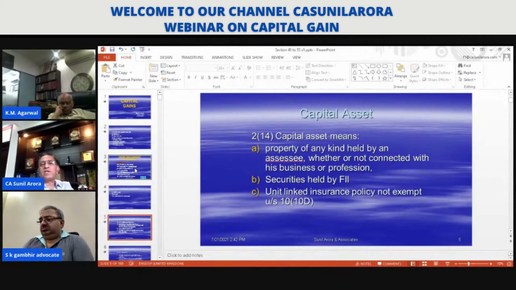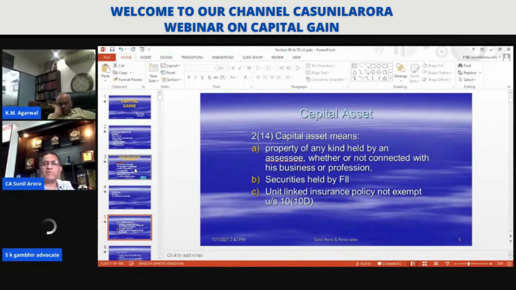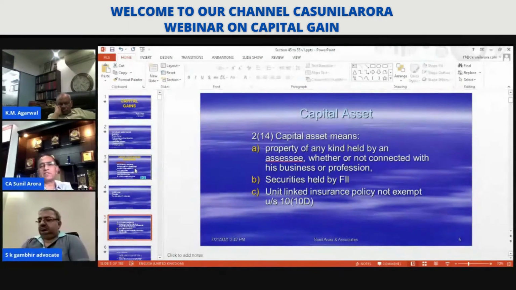So property of any kind held by an assessee, whether or not connected with his business or profession, means that we are talking of not just my business and profession assets, not just my investments, but all kinds of assets held by me, which includes my personal assets also for the time being, when we look at this definition of capital assets.